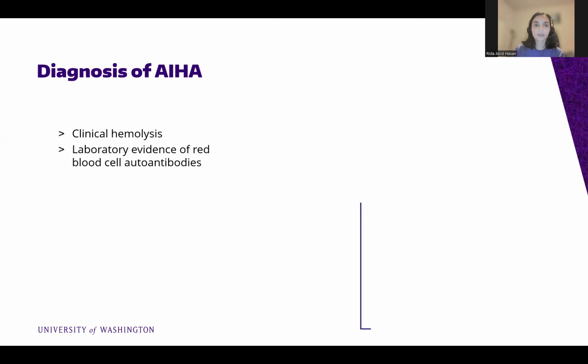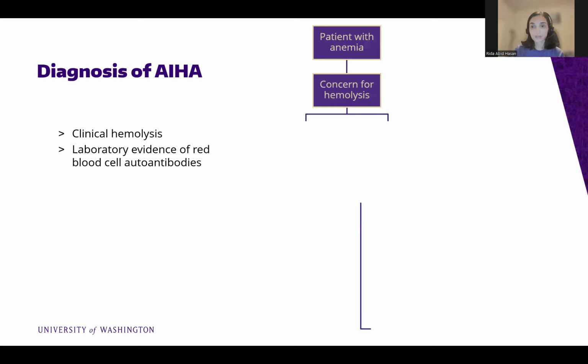So the diagnosis of autoimmune hemolytic anemia is based on the evidence of clinical hemolysis and also having laboratory evidence that you have red cell autoantibodies. This is specifically for warm autoimmune hemolytic anemia. There are other causes of immune-mediated hemolytic anemia that I'll cover in my lecture, so I'll be talking about it very broadly. So, in general, you have a patient with anemia, you're concerned for hemolysis.